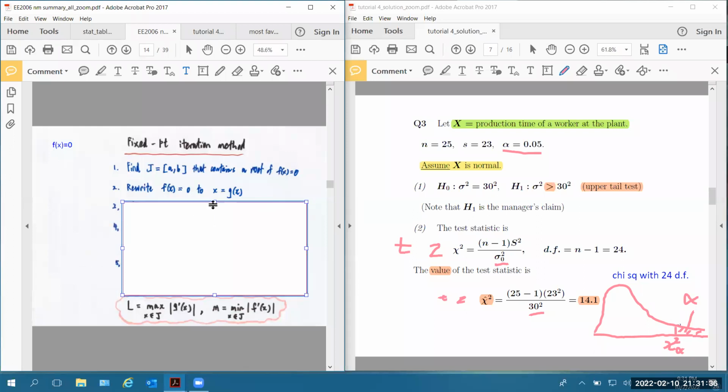So then the third thing is you want to start your fixed point iteration. You want to go and do your fixed point iteration. So let me go to another page to explain to you. I want to page down.